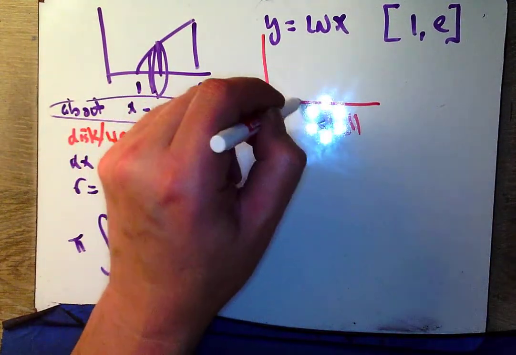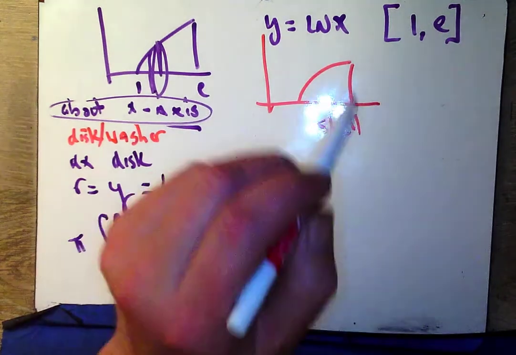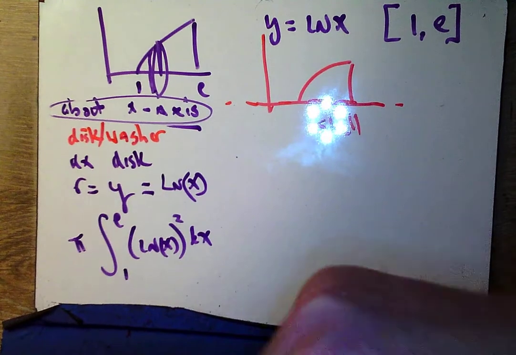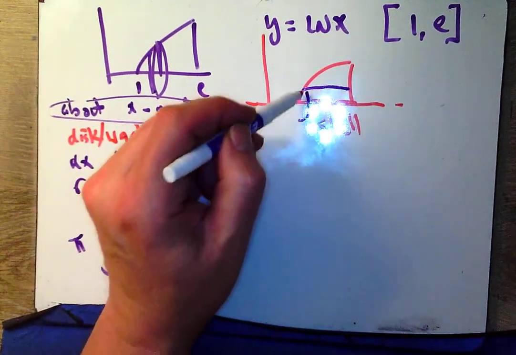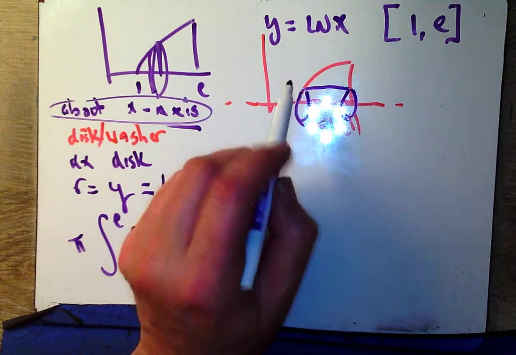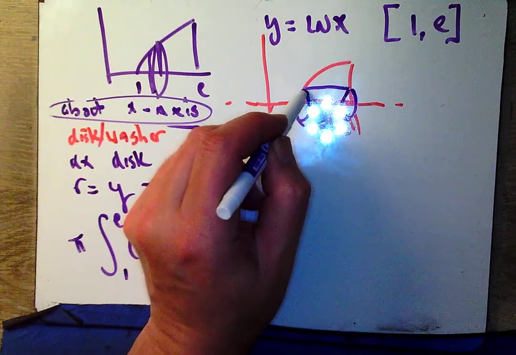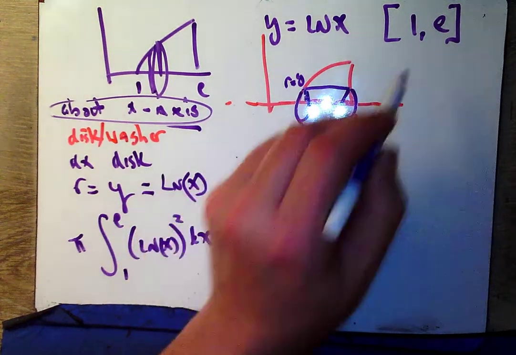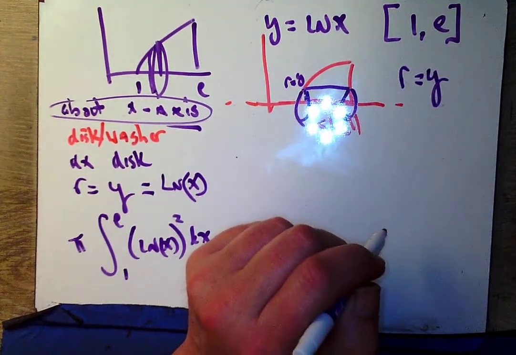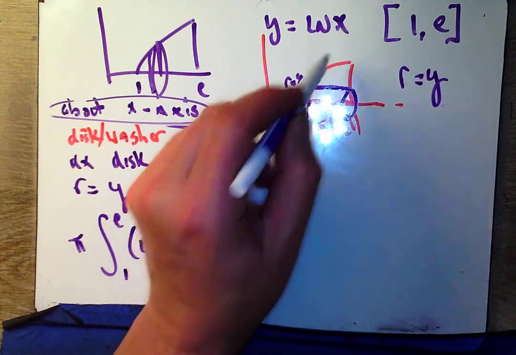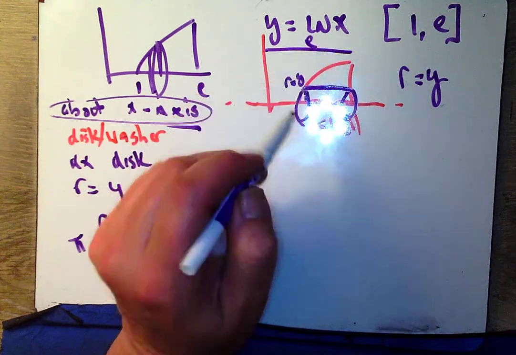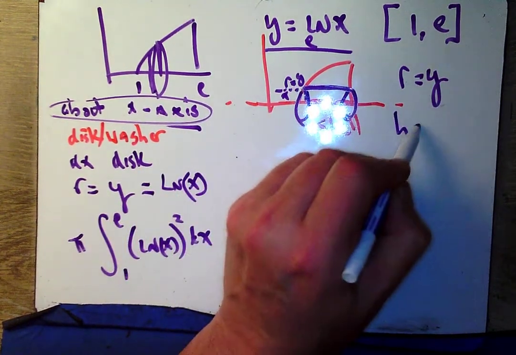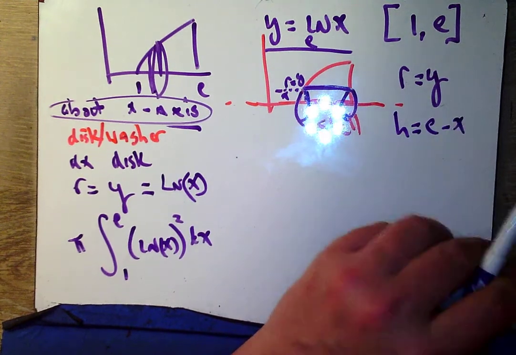Okay, so with shells, and I'm still rotating about the x-axis, I want to draw something that's parallel to the x-axis. And I notice that my radius is my y value. R equals y. And the height here, well, this distance is e. And this distance is x. So the height is going to be e minus x.